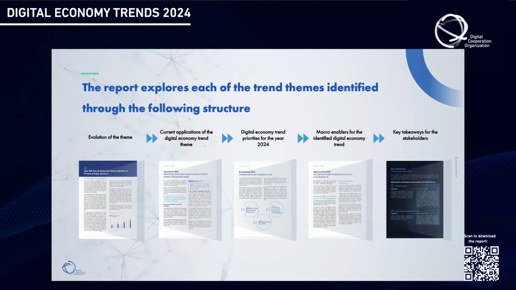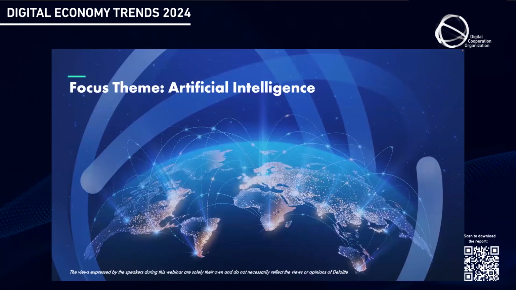globally. Envisioning 2024: in this section of each chapter, the digital economy trends prioritized and projected by the DCO for the year 2024. Approaching 2024, this section is more focused on the key enablers that are necessary for the enablement of the projected trends. And in the last section, against each theme, we explain the key takeaways for the stakeholders, including public and private sectors, IGOs, IOs, and civil society.